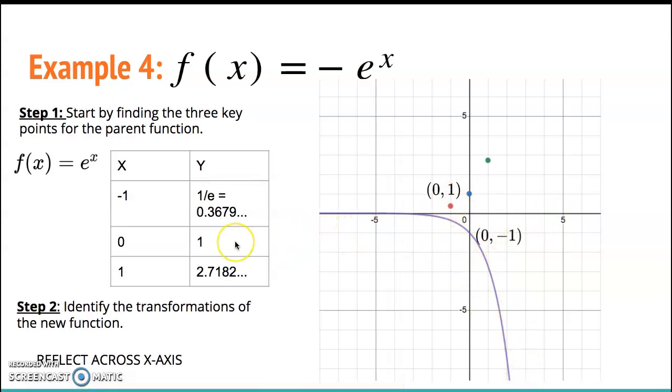Notice our horizontal asymptote is still at y equals 0, but because we reflected it across the x-axis, our range is now -infinity to 0. Because the lowest it's going is to the negatives, the negative y values.